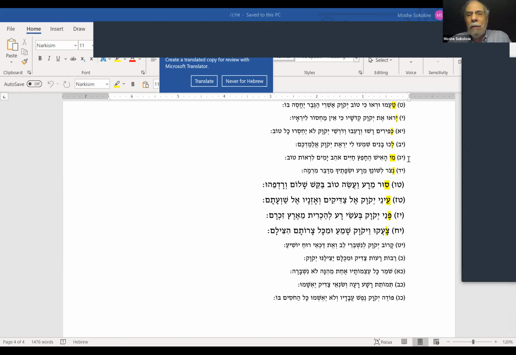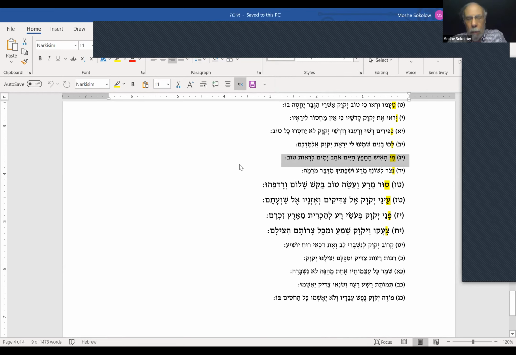So it says Mi Ha'ish Hechafetz Chayim Ohev Yamim Lirot Tov. Who is a man who seeks life, who loves longevity, and wants everything to be good? What's the formula? The formula is Nitzor Lishoncha Meira. Guard your tongue from speaking evil, usfatecha, and your lips midaber mirma, from speaking treacherously.